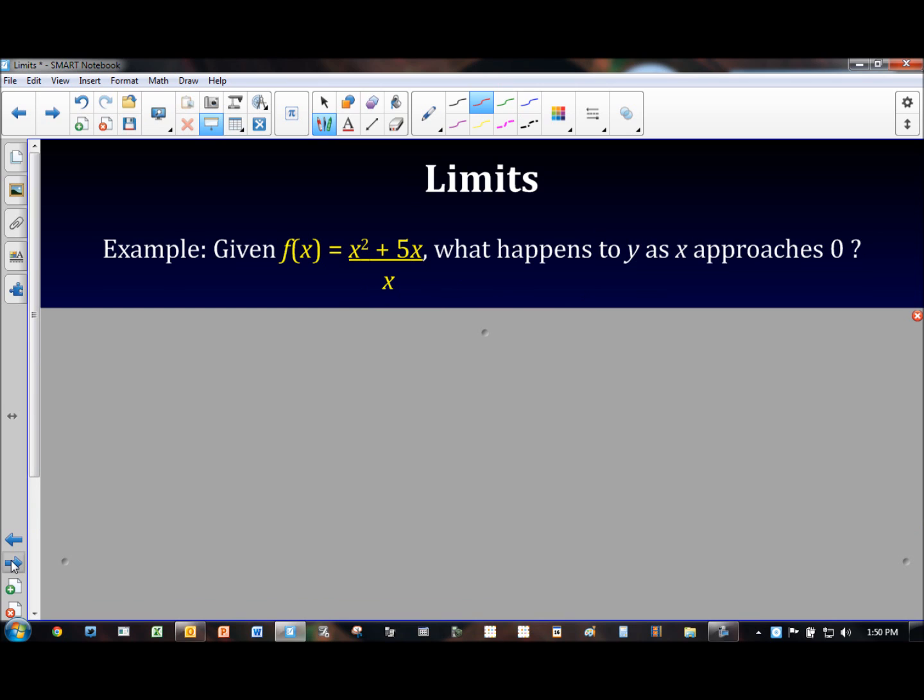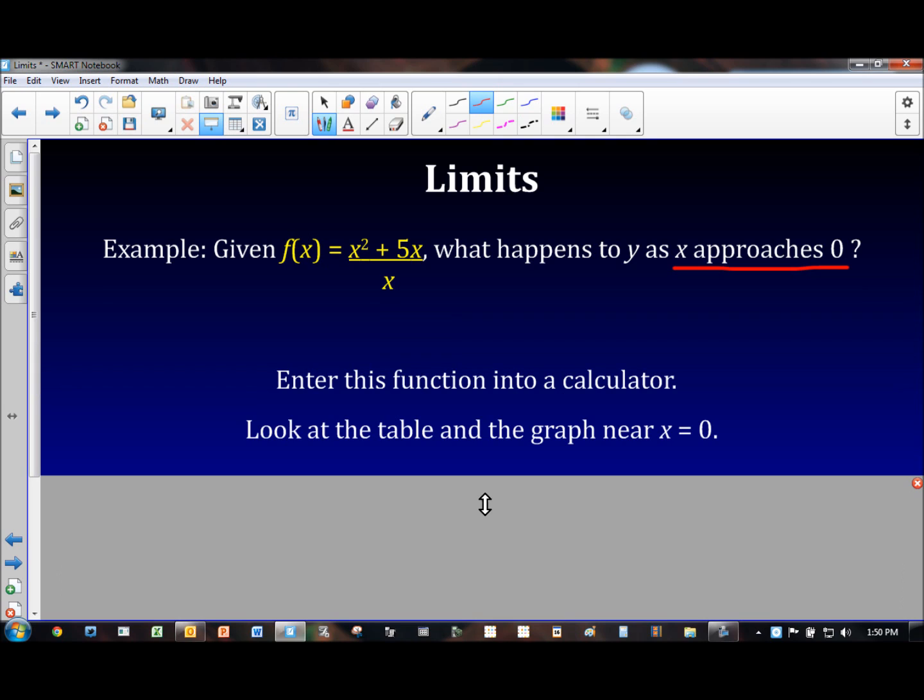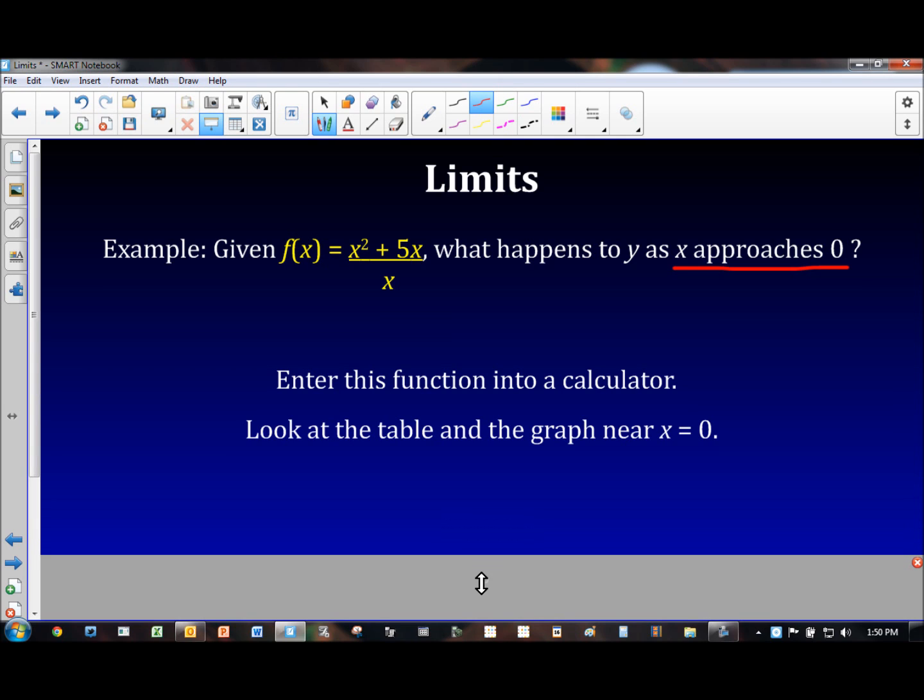Then we get a little bit tricky, looking at an example like this one. We've got a function x squared plus 5x all over x, and we're looking at what happens to y as x approaches a value of 0. Okay, so if we use the first strategy that I mentioned, which is just plugging 0 into the function, then I would get 0 squared plus 0 all over 0. Well, that's not good because you get 0 over 0.